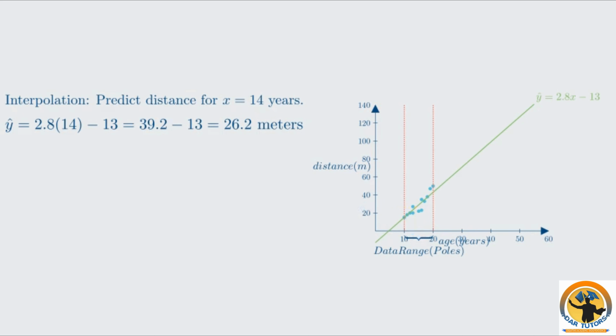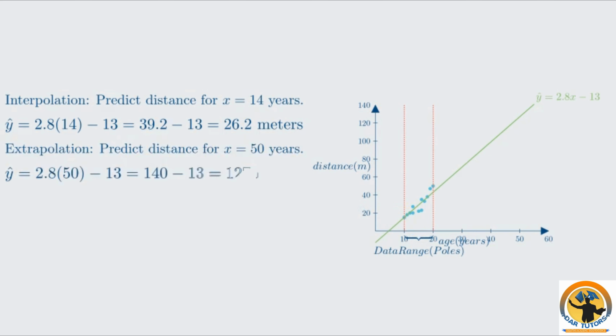Now, let's try an extrapolation. We'll predict the distance a 50-year-old athlete might throw. Since 50 is outside our data range of 10 to 20, this is an extrapolation. Substituting x equals 50 gives us a predicted distance of 127 meters.